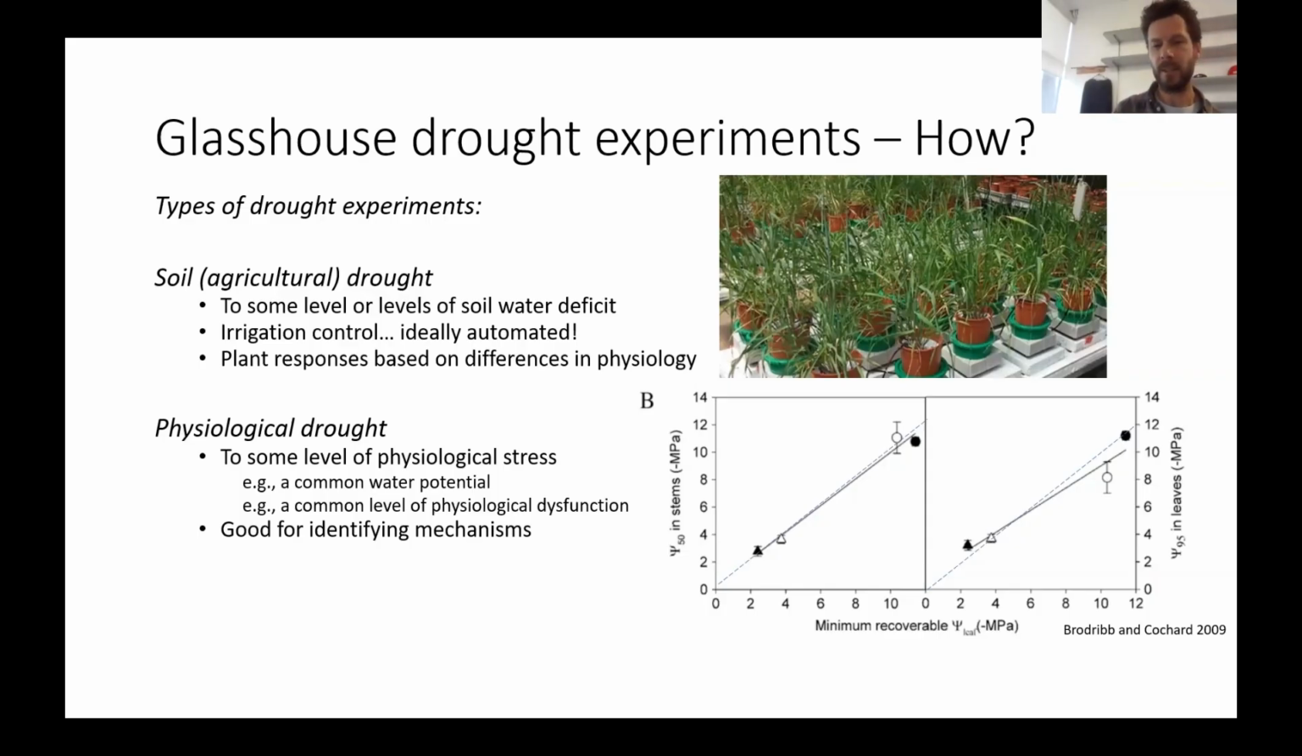And essentially they've been able to determine that that level of hydraulic dysfunction was associated with drought survivorship. It was that level of drought stress that was connected with whether or not a plant would recover or not. So we're able to say that this level of hydraulic dysfunction was connected with mortality in trees.